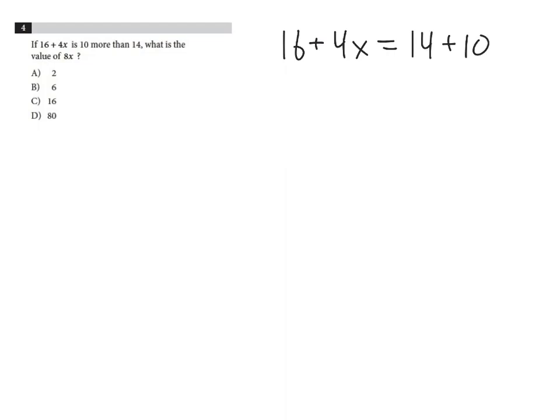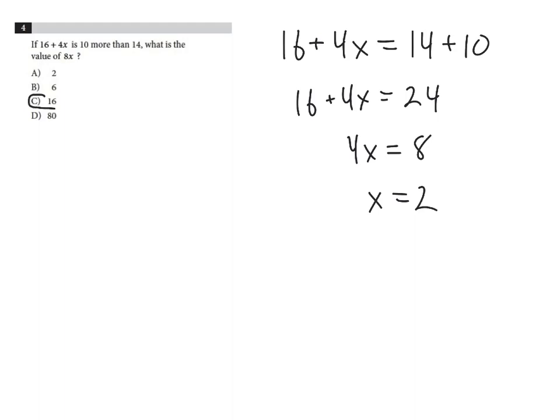Okay. That's going to be 16 plus 4x equals 24. We're going to subtract 16 from both sides, and we're going to see that x equals 2. Well, we want to know what 8x is. Well, that's going to be 8 times 2 is 16.